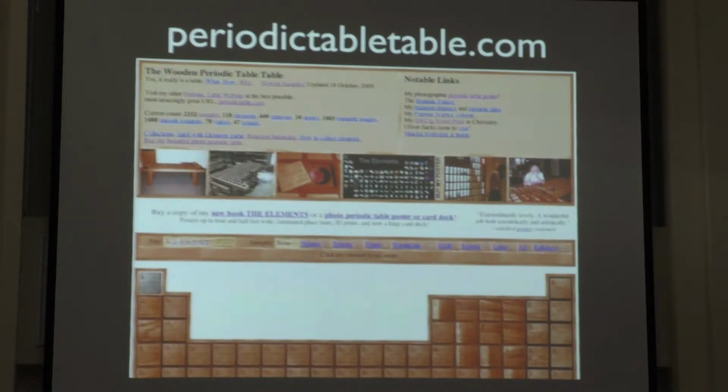And eventually, I had so many element samples, I thought I need to take pictures and describe them, or else I'll forget what each one is and where it came from. So I made a website where I have a little database, a catalog of all of these samples.